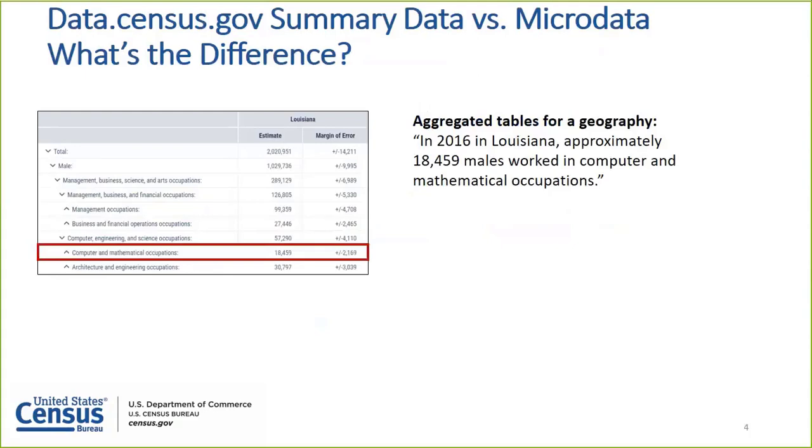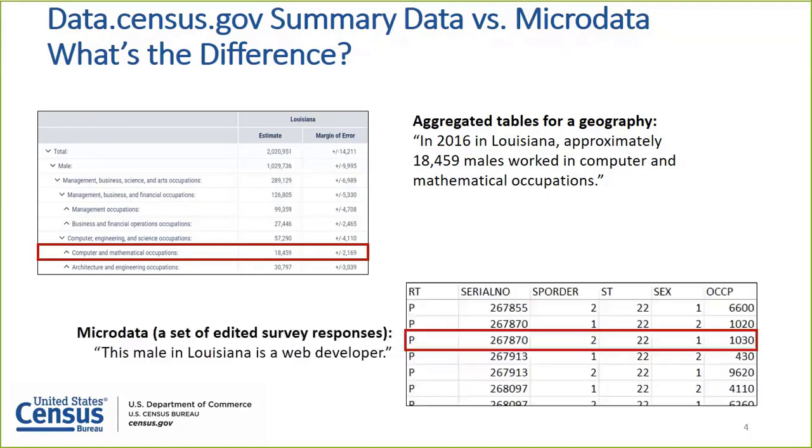So just to see this in another way, what do we mean when we say summary data or pre-made tables versus microdata? Here's just a quick screenshot that we grabbed from data.census.gov on the pre-made table side, where we're looking at a table for the state of Louisiana. So we can see this particular table shows that in 2016 in Louisiana, there were approximately 18,459 males who worked in computer and mathematical occupations.